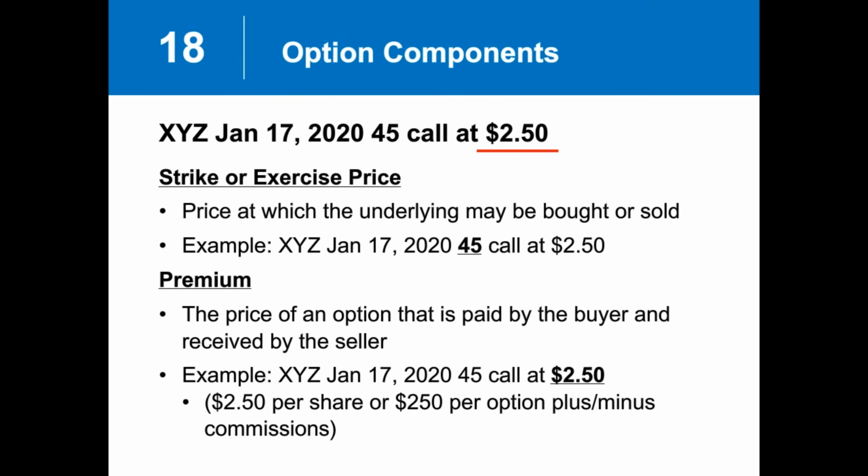As the seller, I am accepting the obligation to sell 100 shares of XYZ at $45. For that obligation, I am collecting $250. And Kevin will get into a little bit later about buying and selling calls and how exactly that mechanism is going to work.